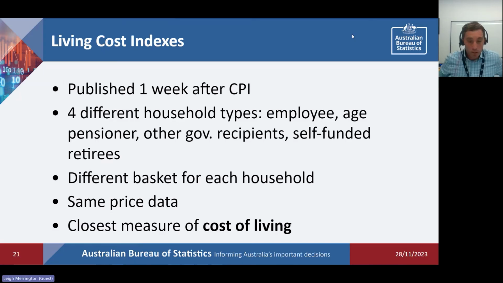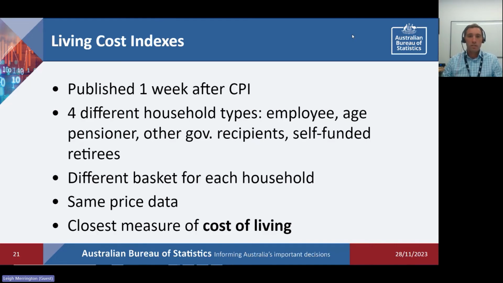Finally, with this part, the living cost indexes. The CPI is an average for all households. What we do with the living cost indexes is provide measures of living costs for four different types of households: employee households, age pensioners, other government recipients and self-funded retirees. It's based on the main source of income for those households. So we can get a sense of how inflation's impact differs for different types of households. It's useful to understand how inflation affects households differently.